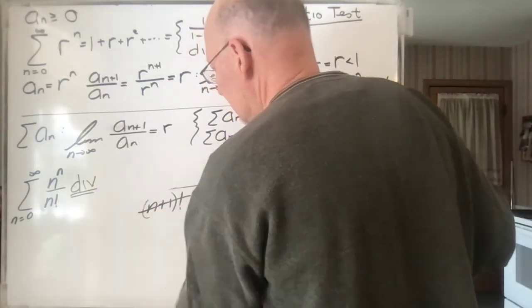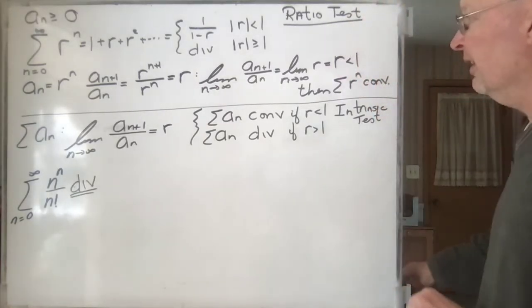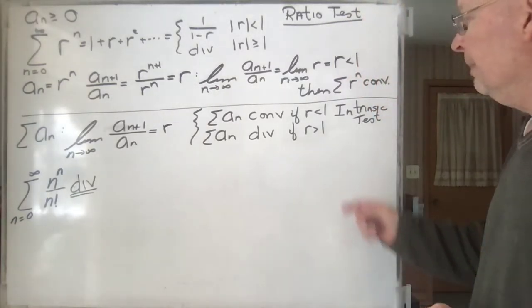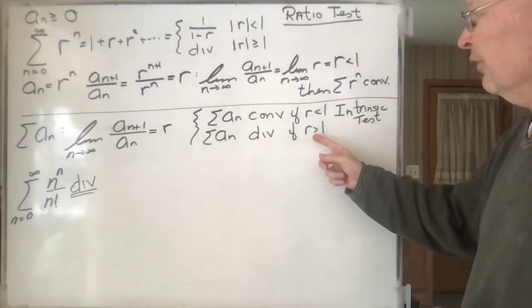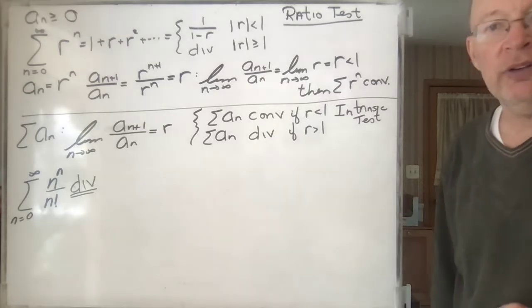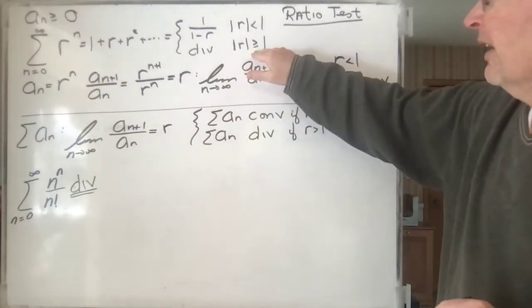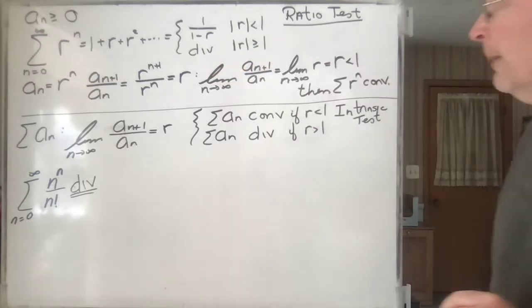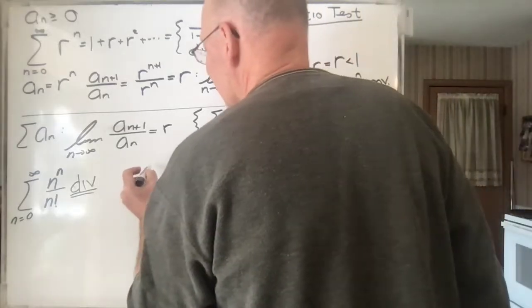Now, if you're an astute listener, you might be looking at this and saying, hey, we have an answer for r less than 1. We have an answer for r greater than 1. What happens if r is equal to 1? With the geometric series, we did have an answer when r is equal to 1. Let's see what happens with the ratio test here. Okay? Well, let's look at this one.